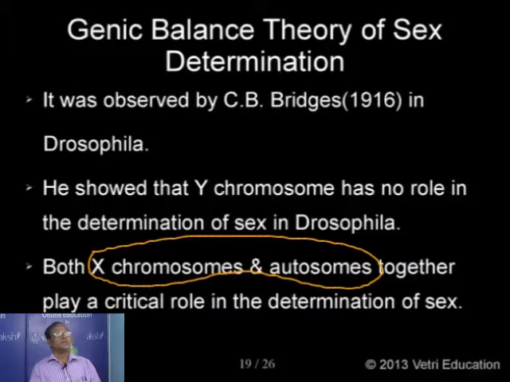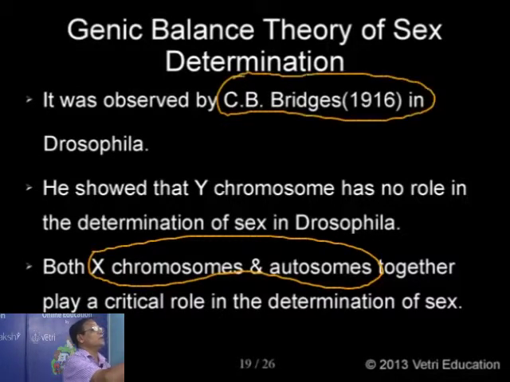Though the individual has sex chromosomes, the Y chromosome has no role, and it is the autosomes and the sex chromosomes that play a major role in the determination of sex. This concept was proposed by C.B. Bridges in 1960, and it is called the gene imbalance theory of sex determination. Then how is sex determined here?